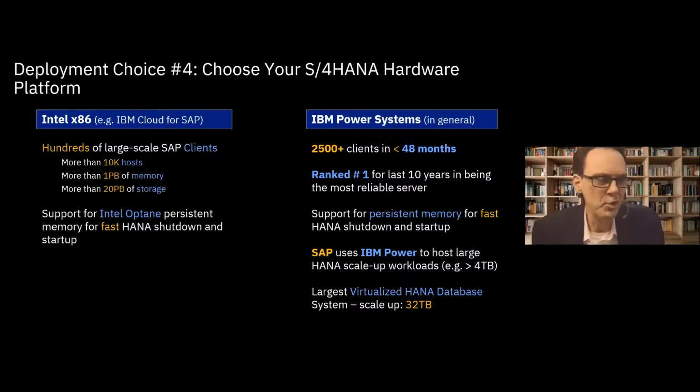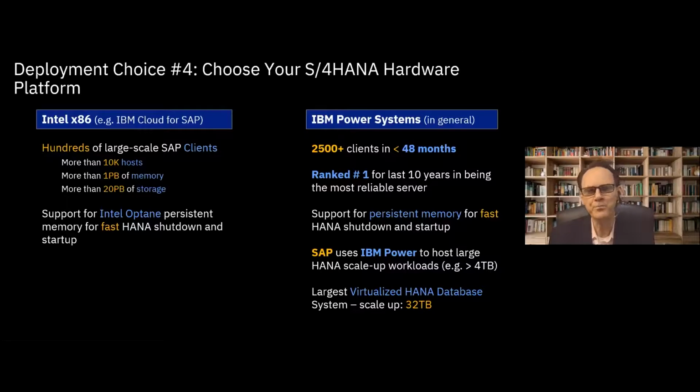So shifting to deployment choice number 4, and that is choose your S/4HANA hardware platform. Obviously, clients have always had the option to choose between Intel x86 and IBM Power within their on-prem data centers. What I would say about Power is that it becomes a lot more interesting in the world of S/4HANA than it did back when it was SAP ECC, CRM, APO and supply chain management applications running on top of any database, whether that be DB2 or Oracle or Sybase or Microsoft SQL Server, et cetera.